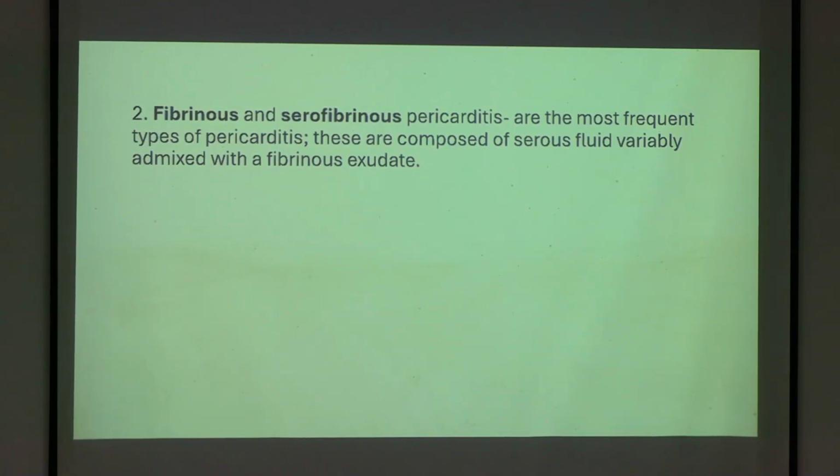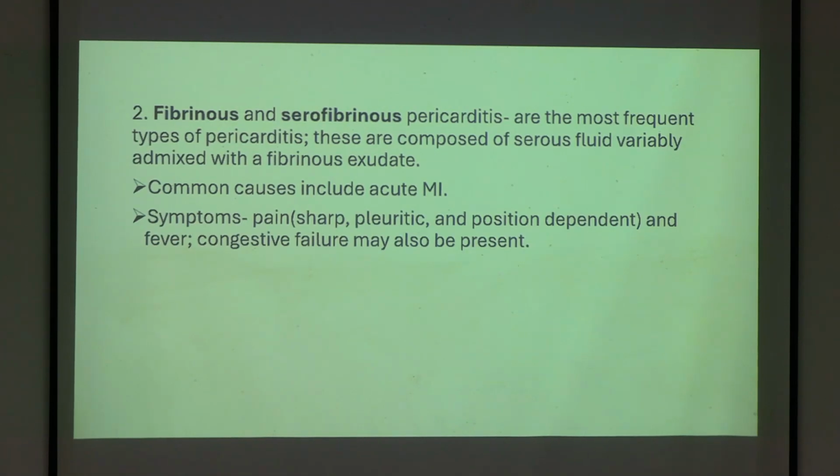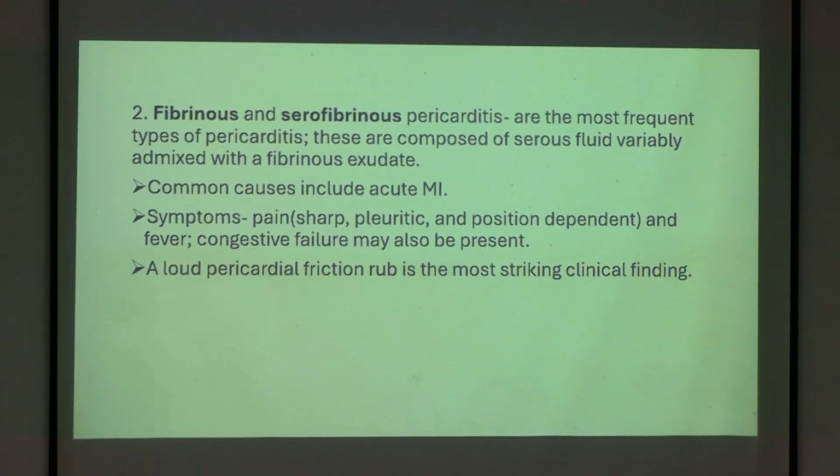These are the most frequent types of pericarditis and are composed of serous fluid variably admixed with fibrinous exudate. Common causes include myocardial infarction. What will be there in the symptoms? There will be sharp, pleuritic pain, and it will be position dependent. There will be fever, and congestive failure also may be present. There will be a loud pericardial friction rub, which is most specific in case of pericarditis, okay?